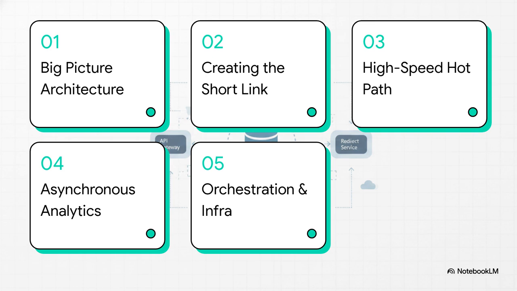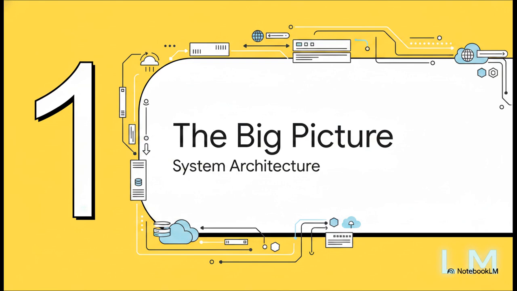Here's our roadmap for this explainer. First, the big picture architecture. Second, creating the short link. Third, the high-speed hot path for redirects. Fourth, asynchronous click analytics. And finally, the orchestration and infrastructure pulling it all together. All right, let's jump right into section 1, the big picture architecture.